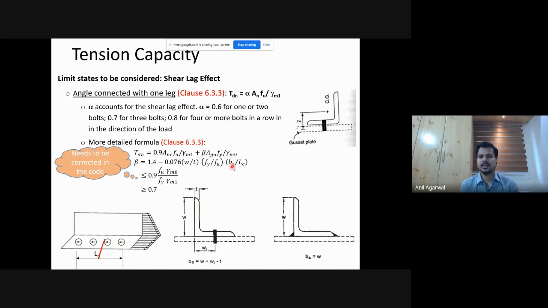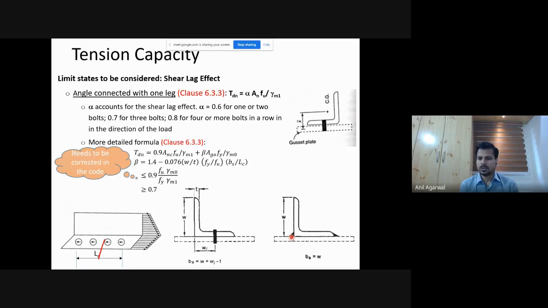So if your BS is larger, that means your beta is smaller. That means you have a less capacity. That's what I was talking about. So these two are the main important geometric factors, plus you have W by T also. If your W by T is larger, again you have a smaller beta, that is less capacity. If this is a thinner edge, then it will not have a significant contribution.